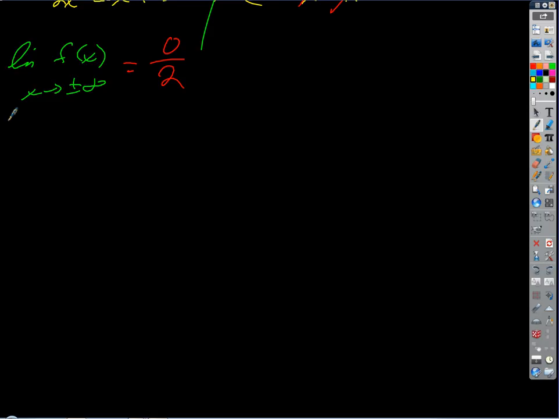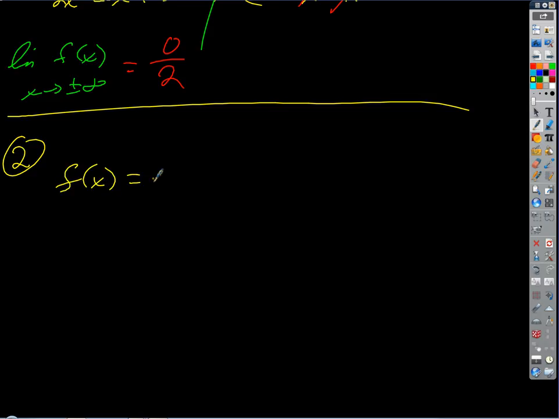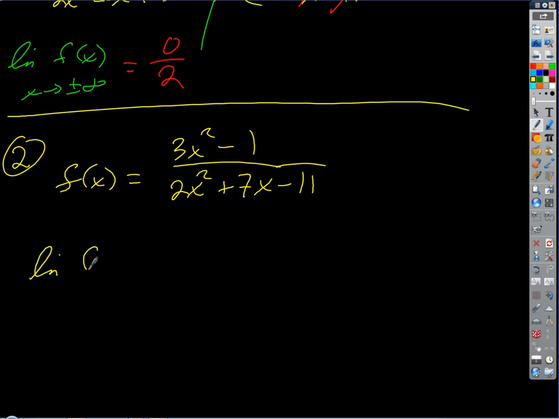We kind of reviewed how you do it once. But what if I have the same degrees top and bottom? So say we have something like this, f of x equals 3x squared minus 1 over 2x squared plus 7x minus 11. What's the limit of f of x as x approaches plus or minus infinity? Okay, well, you probably remember that it's the ratio of the leading coefficients, but why?